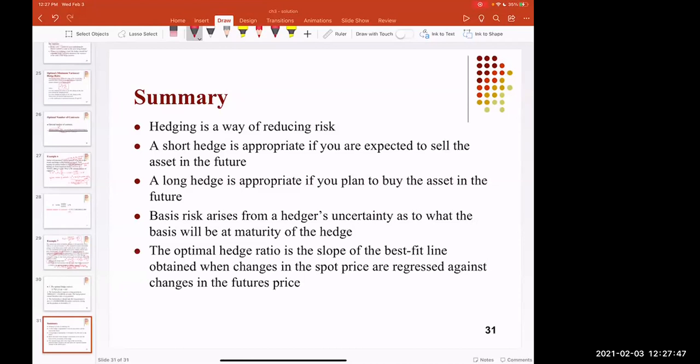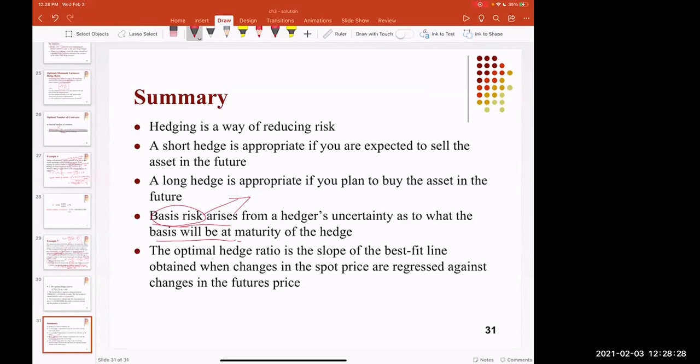And the basis risk arises from a hedge's uncertainty about what the basis will be at the maturity of the hedge. Remember, when we talk about basis risk, you need to know for long hedge or short hedge, when basis risk increases or decreases, whether the company's position is strengthened, worsened, or improved. You should know that, okay? That's a very important issue in this chapter. The optimal hedge ratio is the slope of the best fit line obtained when the change in spot price is regressed against the change in the futures price. So that's all for this chapter.